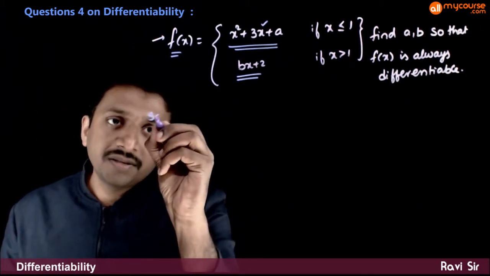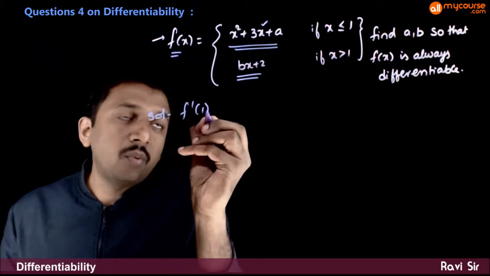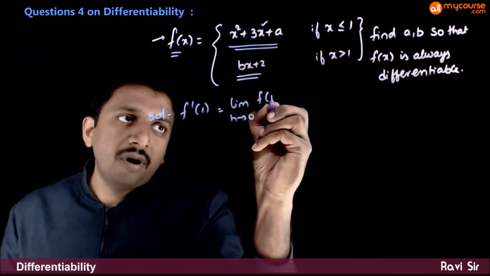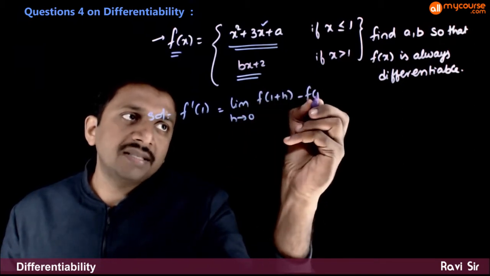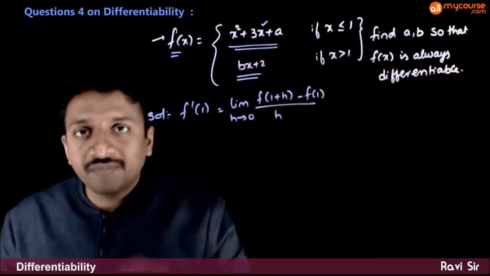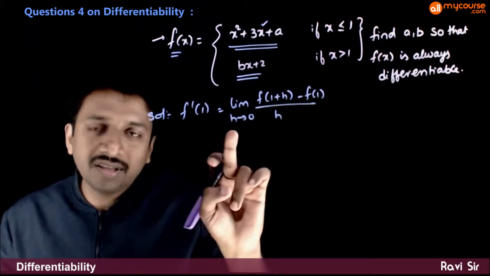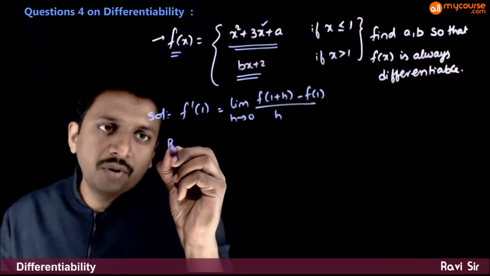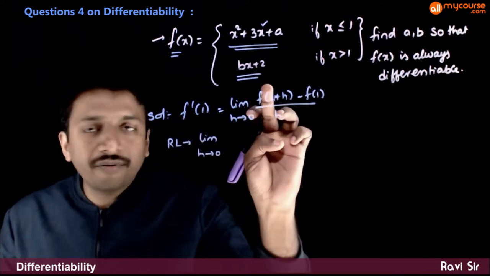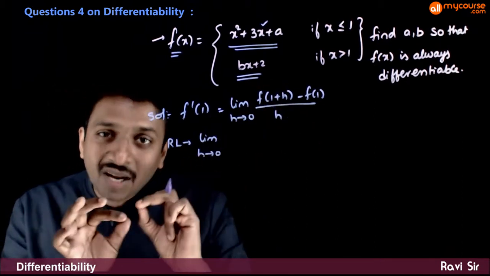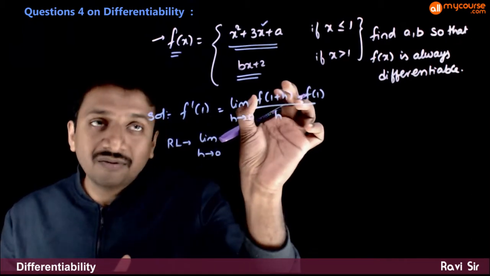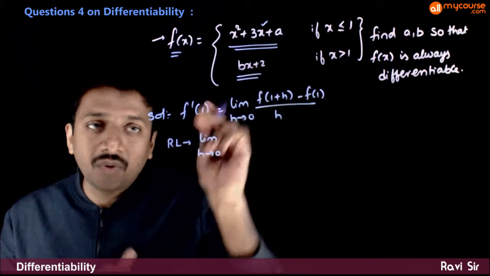So if you look at the standard process, f dash at 1 is equal to limit h tends to 0 of f(1 plus h) minus f(1) by h. Because the right definition is different from the left definition, we'll find both the right limit as well as the left limit. So if you go to the right limit, limit h tends to 0 plus: f(1 plus h), if h is slightly more than 0, 1 plus h is slightly greater than 1. So this follows this rule, greater than 1.